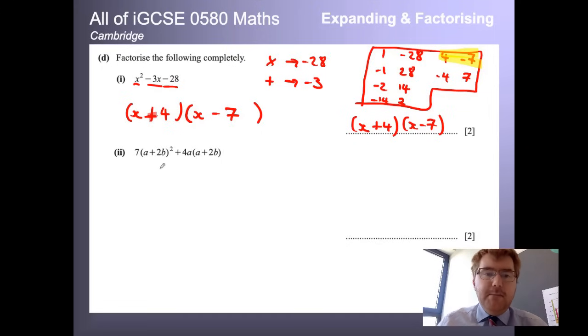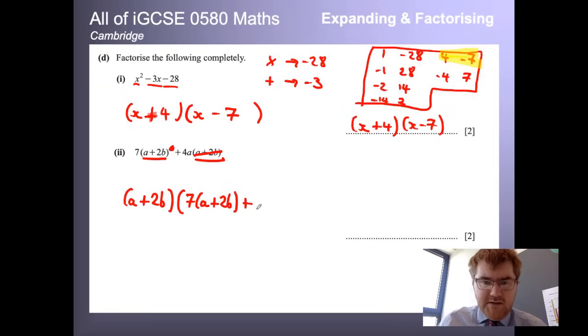Now notice here, both of these have an a plus 2b in common. So we can do a very similar trick to what we did before. Imagine I take out this factor, a plus 2b, and now I cross out this factor. So a plus 2b squared, so we have left a plus 2b. And then whatever's left goes into our second bracket. So we have 7, open brackets, a plus 2b, plus 4a.